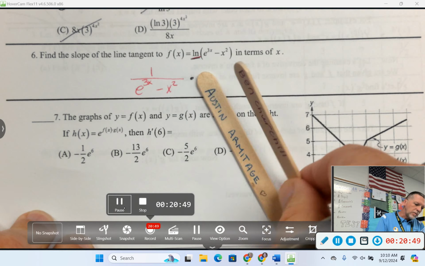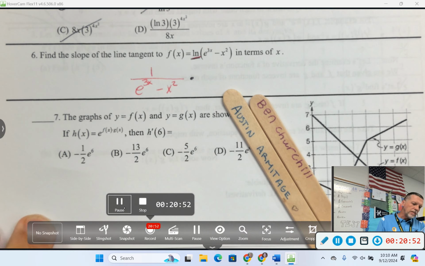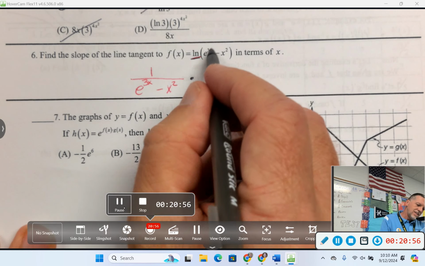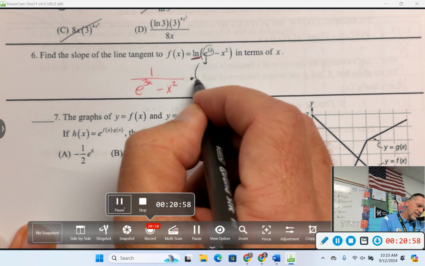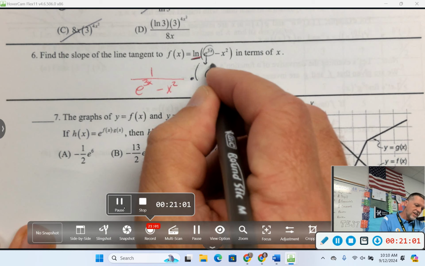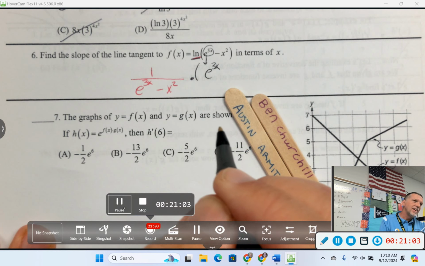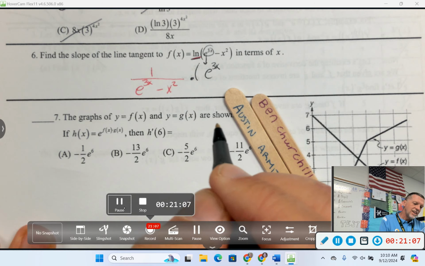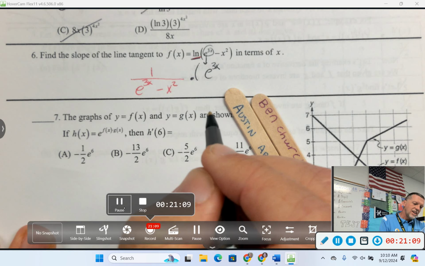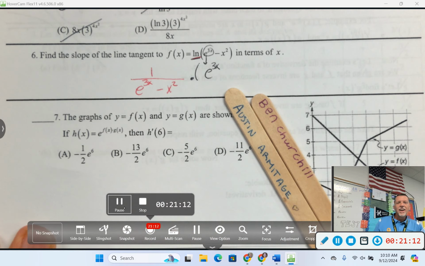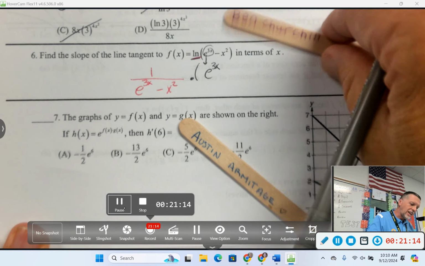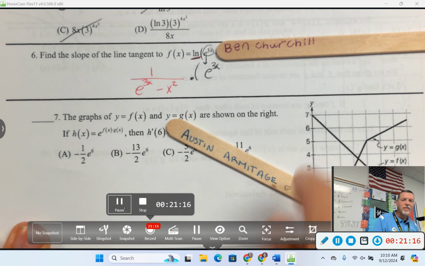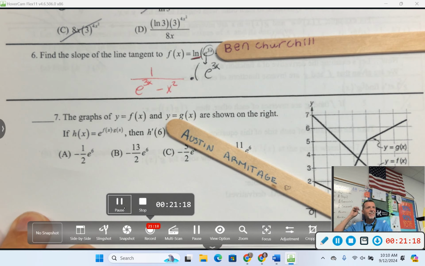Oh, let's pick on some people here. Austin, how about the derivative of e to the 3x? E to 3x. You're kind of looking ahead to that next one, but don't do that yet. What's the derivative of e to the 3x? E to the 3x isn't wrong, but there's more to it.